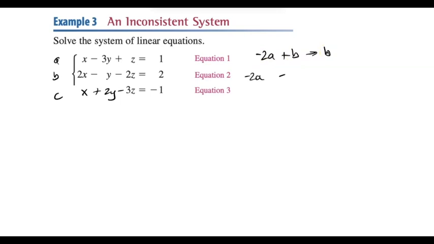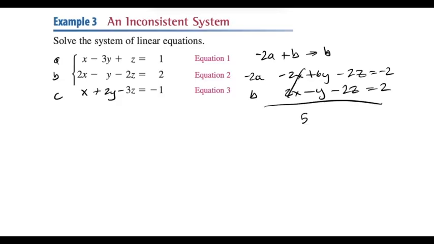That would be -2x plus 6y minus 2z equals -2. And then just b, 2x minus y minus 2z equals 2. We're going to add these up. These cancel. I get 5y minus 4z equals 0. That's my new b.